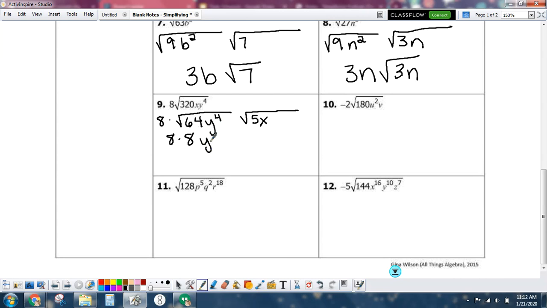4 divided by 2 is 2. Bring down my square roots of 5x. And now I can multiply my coefficients. 8 times 8 is 64. Y squared, square roots of 5x.